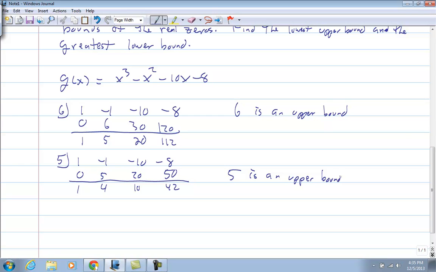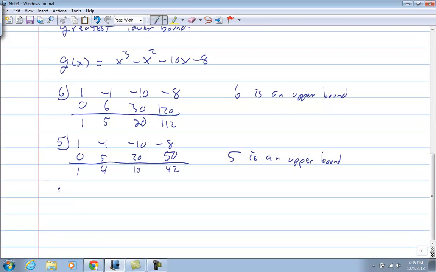Let's try another one. How about 4? 1, negative 1, negative 10, negative 8. It's going to be 3, 12, 2, 8, 0. Okay, I think I may have not been clear, or kind of misspoke. The last row cannot be negative, so 0 is okay. So 4 is also an upper bound, and it's also a 0.